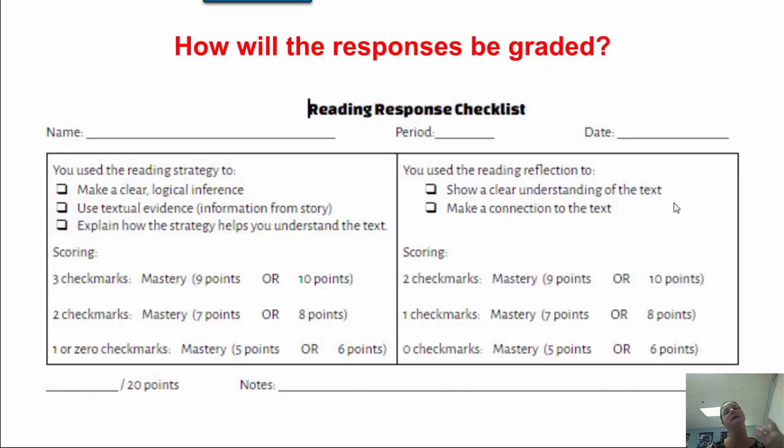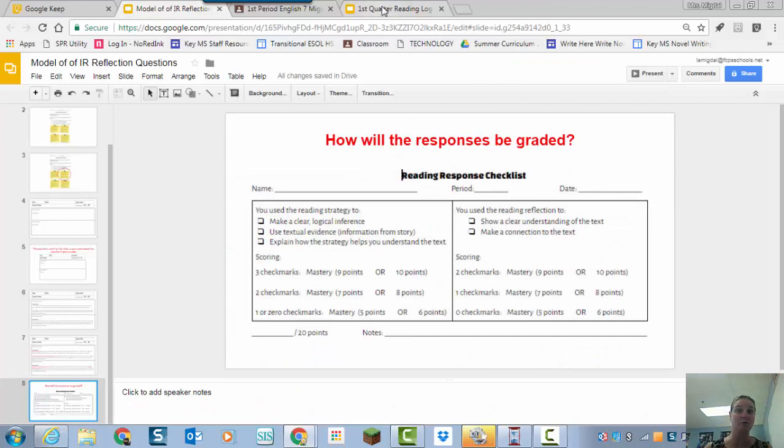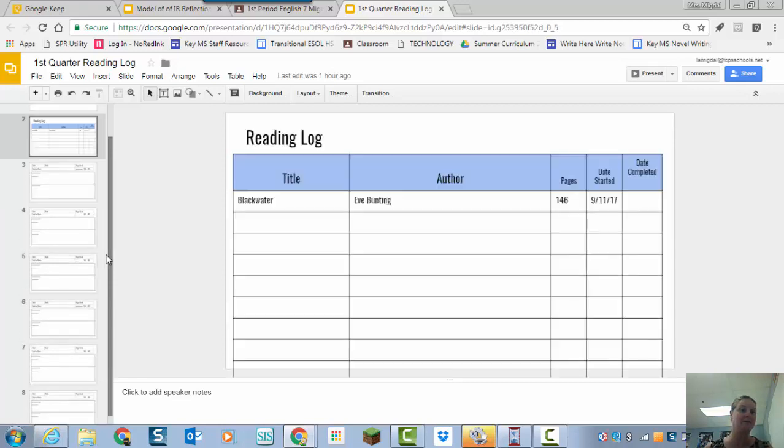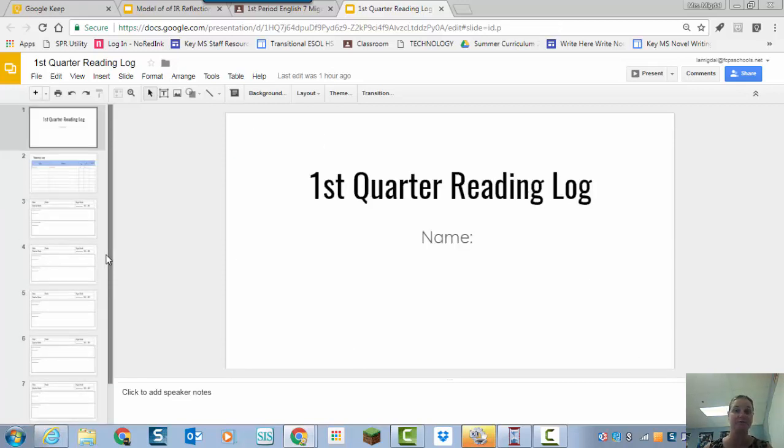I'm going to do this on paper. I'll give it back to you early next week, and we'll do one of these each week for the full quarter, and that will fill up all of these in this reading log, okay? And then we'll start a new one for the second quarter.